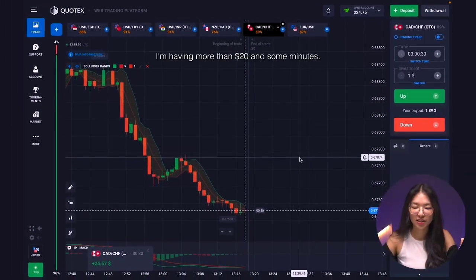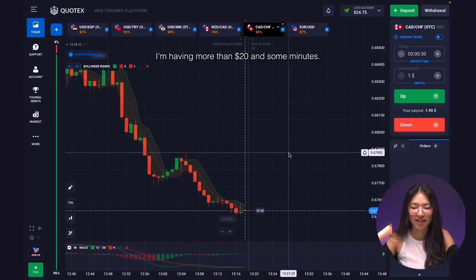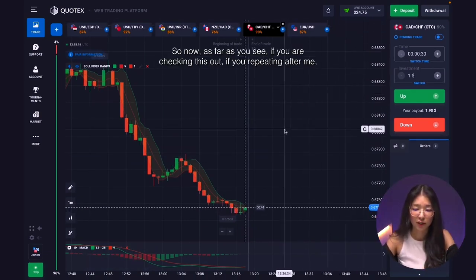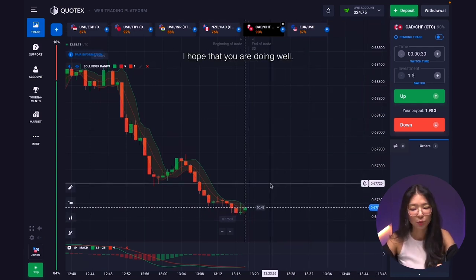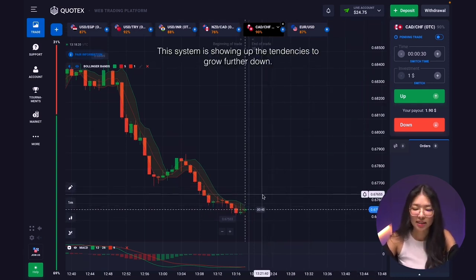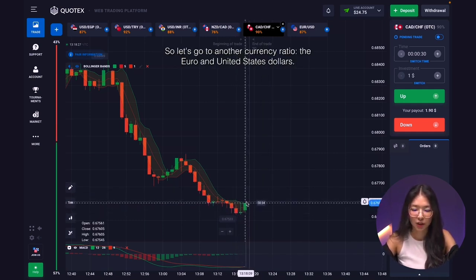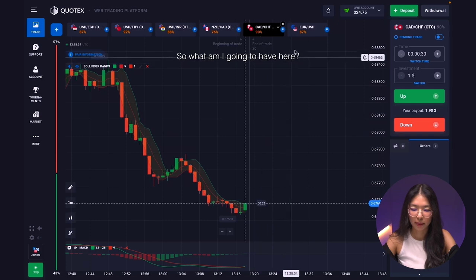And that's a great decision. I'm having more than $20 in some minutes. So now, as far as you see, if you are checking this out, if you're repeating after me, I hope that you're doing well. The system is showing the tendencies to grow further down. So let's go now to the currency ratio, the euro and United States dollar.